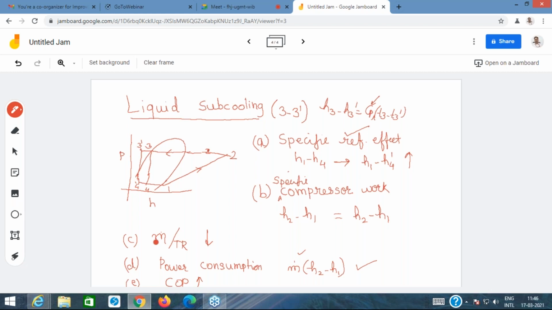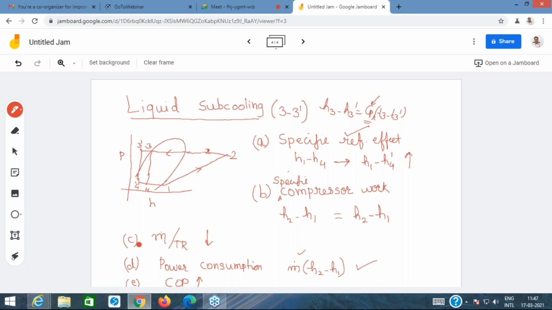The specific heat of liquid of the refrigerant would vary depending upon the kind of refrigerant we are choosing. So if ammonia is the refrigerant, it has a lower value of liquid subcooling as compared to the latent heat of vaporization. So if you go for ammonia as a refrigerant with liquid subcooling, then the advantages of liquid subcooling are not that pronounced.